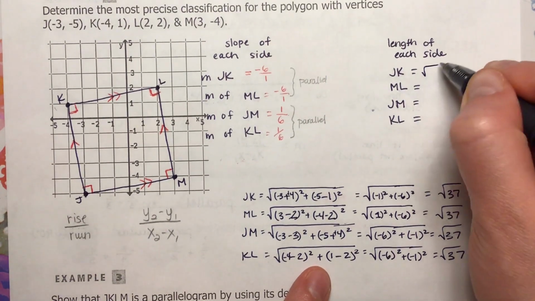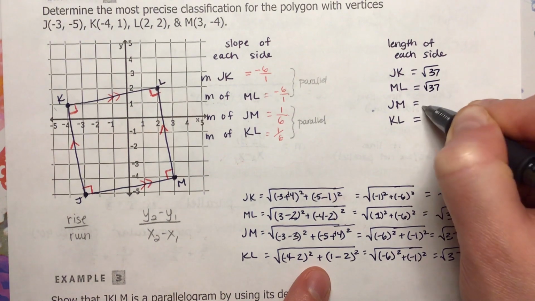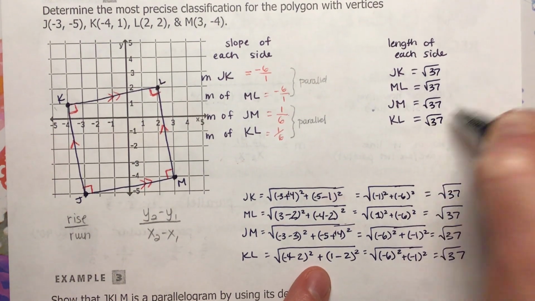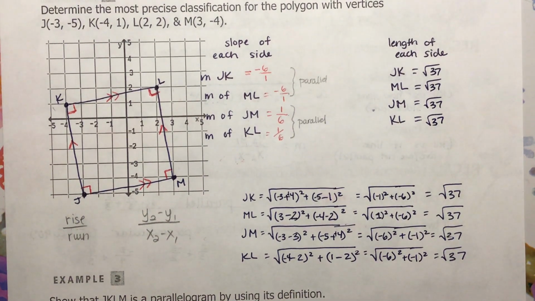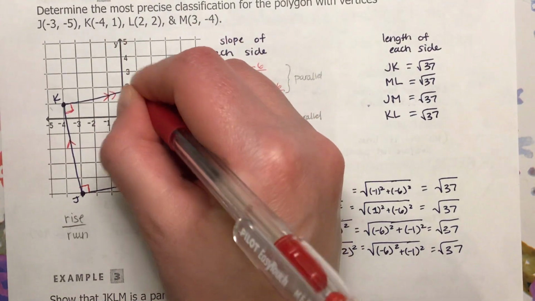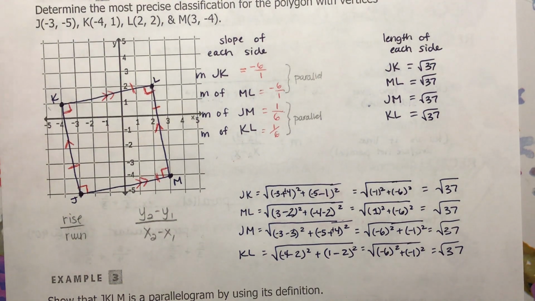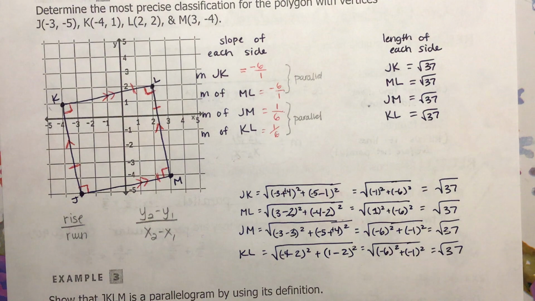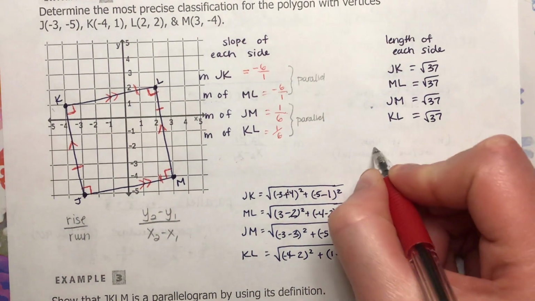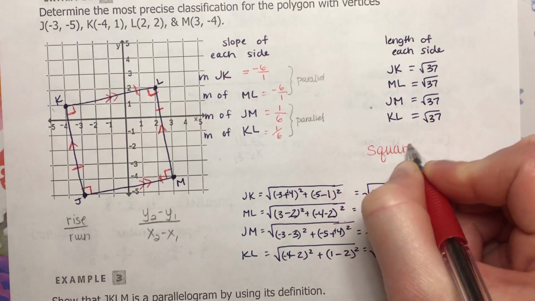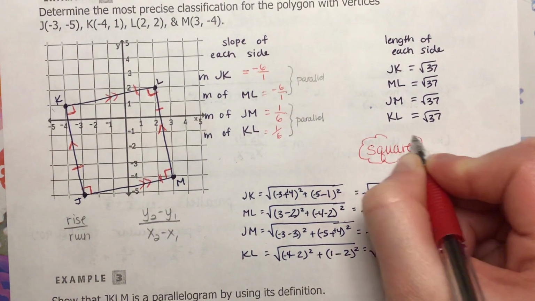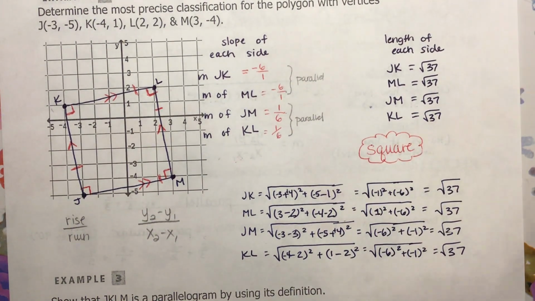I'm just going to write these up here real fast for you guys. And we now know, since all 4 sides are also the same length, because square root of 37 is the same as itself, all 4 sides are also congruent. If all 4 sides are also congruent, then that means that it is a square. This is a square. And I will kind of bubble that in because there was a lot of work on that problem.